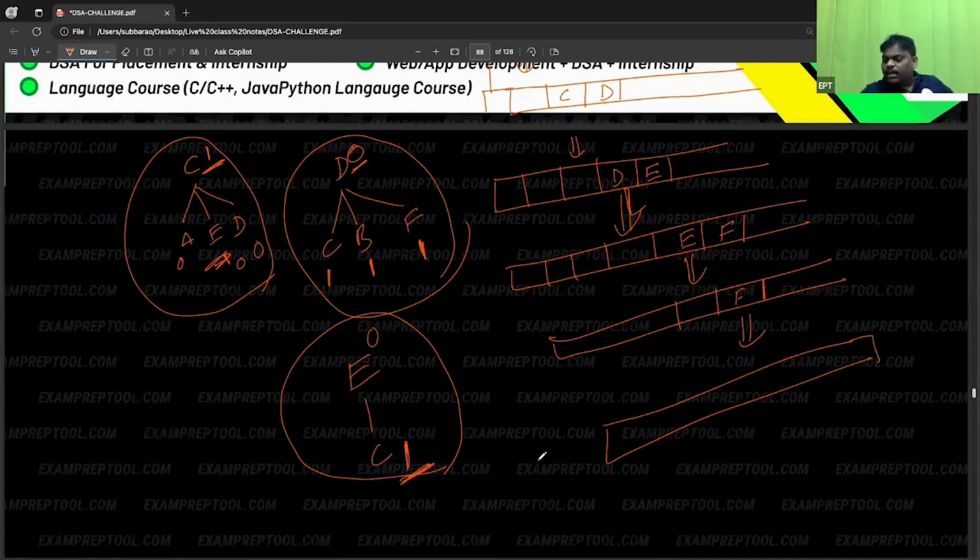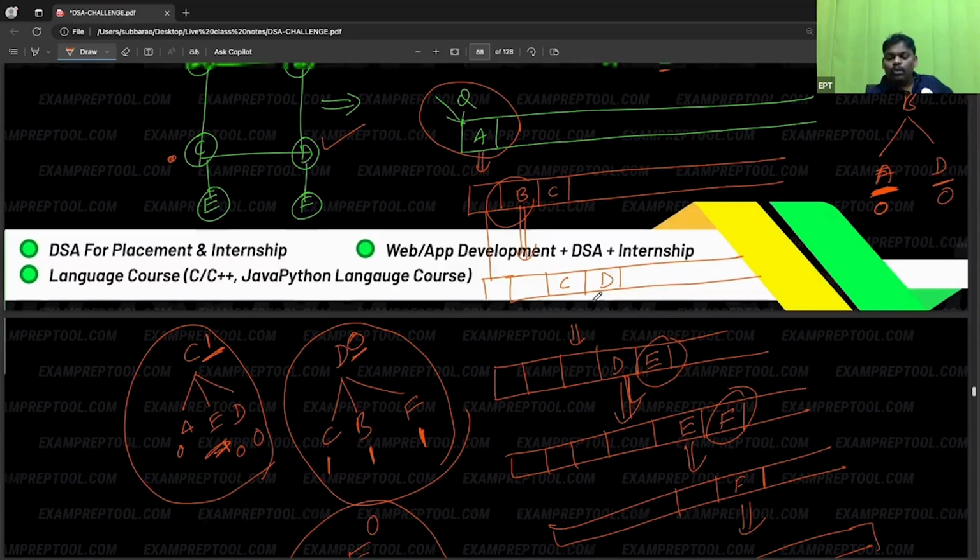If the same person comes again and again, they don't take. Only new persons they will take. So inside this queue, whatever I am taking, every person will come once only. Please check. E came once only. F came once only. Every vertex will come only once.